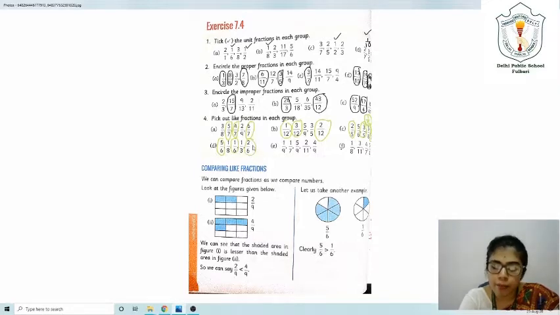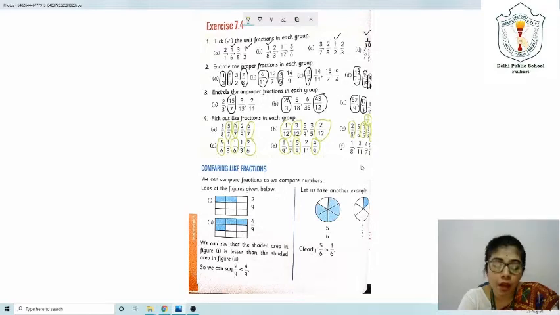Children, please remember that like fractions means the fractions with the same denominator. When the denominators are the same for the fractions, then those fractions are considered like fractions. So now we see question 4 part E. I can see here 9 is the denominator in many. So 1 by 9, 5 by 9 and 4 by 9.